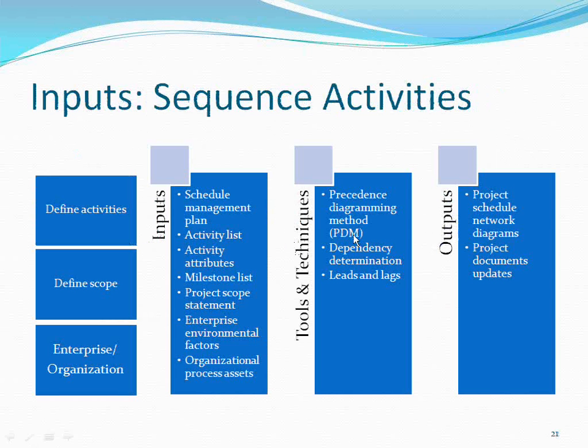Now, let us go back to our tools and techniques. We have seen the precedence diagramming method and dependency determination. Remember, when you are doing the project activities, there are a lot of dependencies. Like to start some activity, you may need government permission, government regulation. So there is some dependency on the government. Such types of dependencies which are external to your project are called external dependencies. You have nothing to do with your project. The government has to approve that. So that is called external dependency.